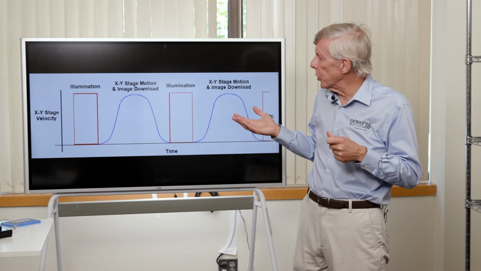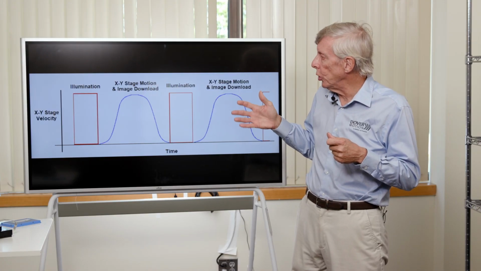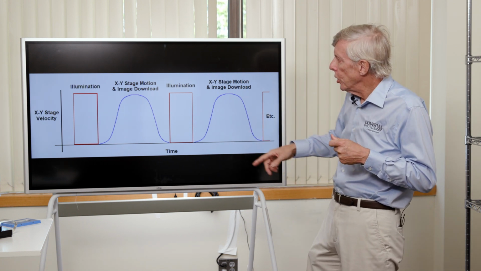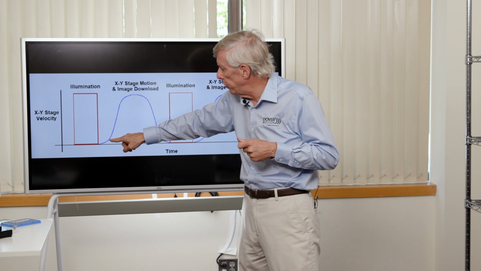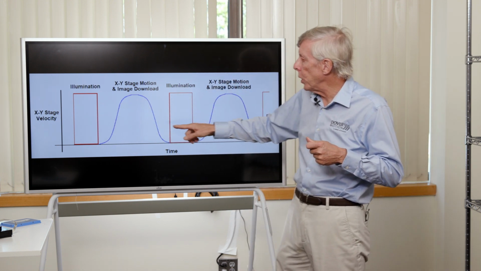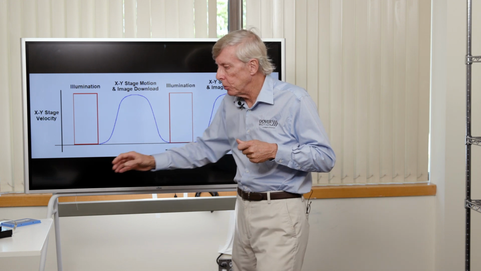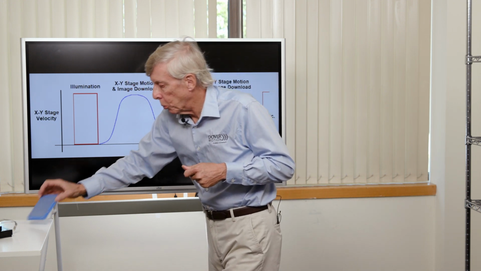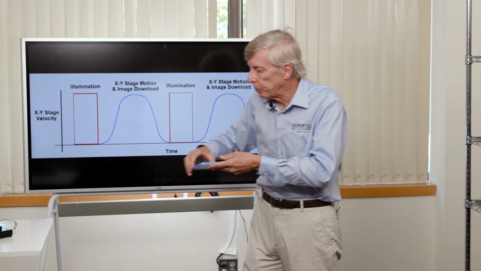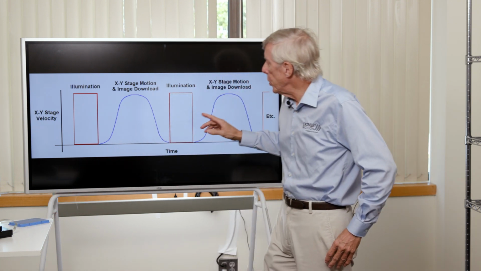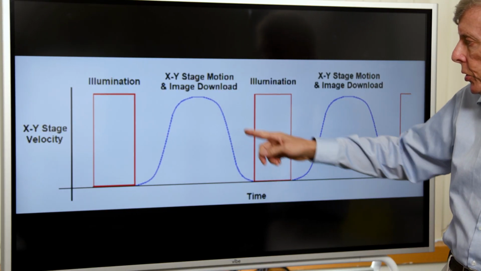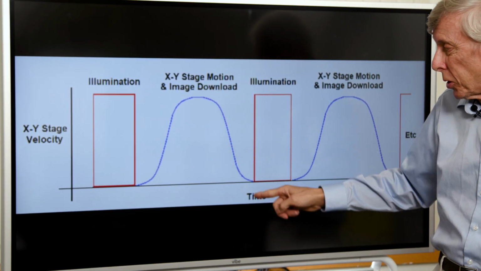So let's take a look at what goes on in sequential field imaging, one after the other. So basically, as the blue form, this is, by the way, velocity versus time. And when we get from point A to point B, which might be from one of these wells 4.5 millimeters further to the next well, when we do that motion, the velocity increases and then decreases. We can use a triangular profile.